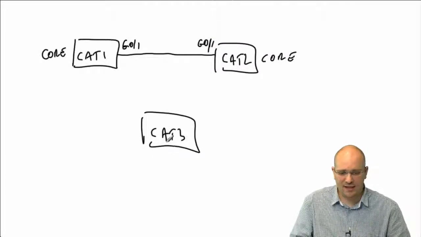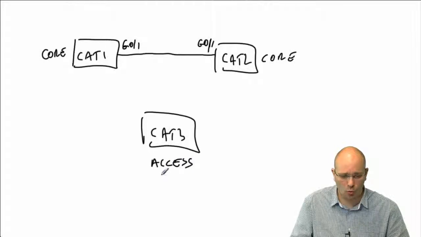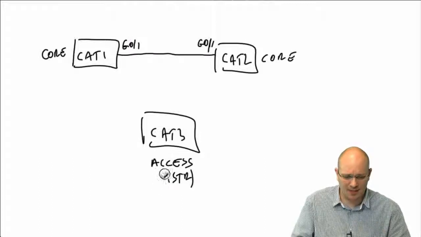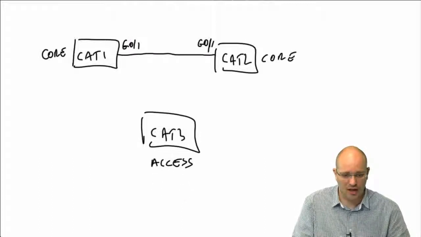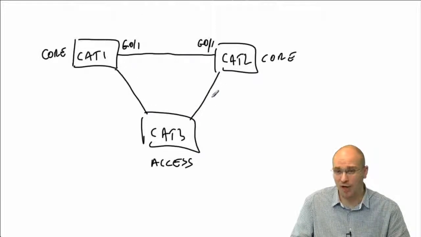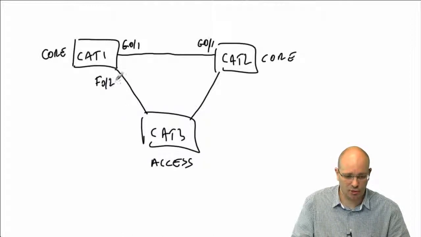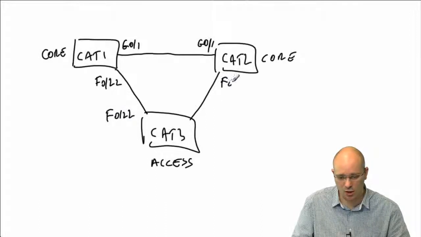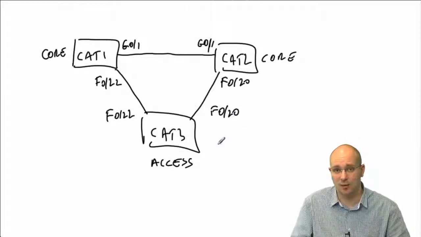Now let's say that Cat3 here is either an access switch or it may be a distribution switch. But let's keep it simple. Let's say that it is an access switch, and it has dual uplinks to both Cat1 and Cat2, but these uplinks are a little bit slower. So these are going to be the Fast Ethernet links. So this is going to be FastEthernet 0/22, and this is going to be FastEthernet 0/22 here. This is FastEthernet 0/20, and this is FastEthernet 0/20.